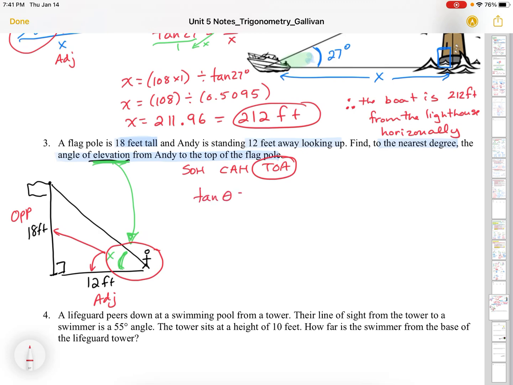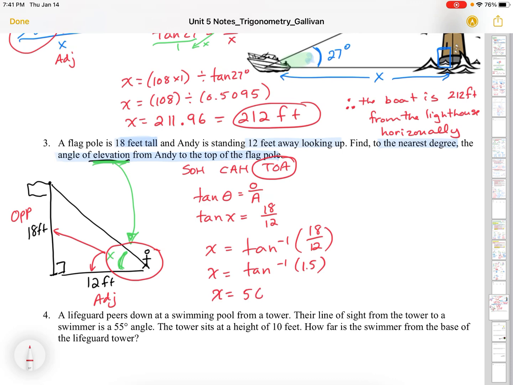So, tan theta equals opposite over adjacent. So, tan of x equals 18 over 12. We're looking for the angle, so we're going to use our second function. So tan negative 1 of 18 over 12. 18 divided by 12 is 1.5. So second function tan, I get 56.3 degrees. Now it says to the nearest degree, so I would round that to 56 degrees.